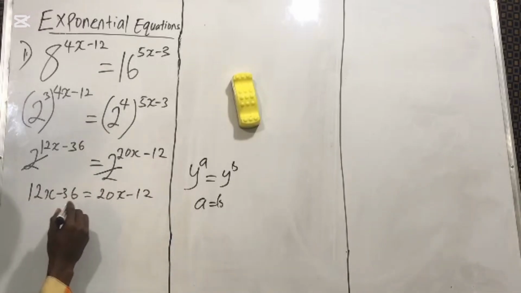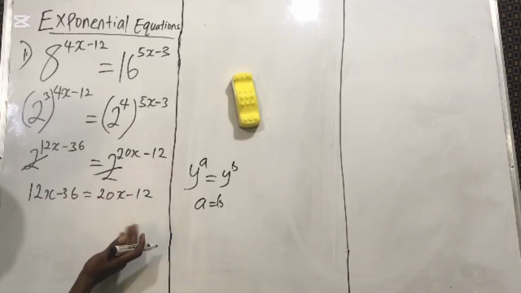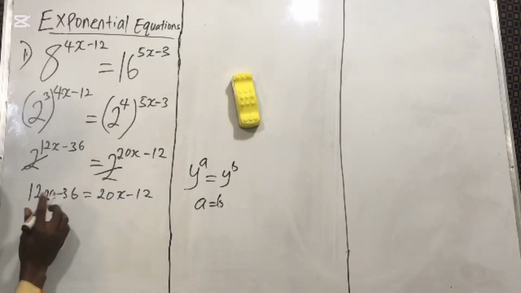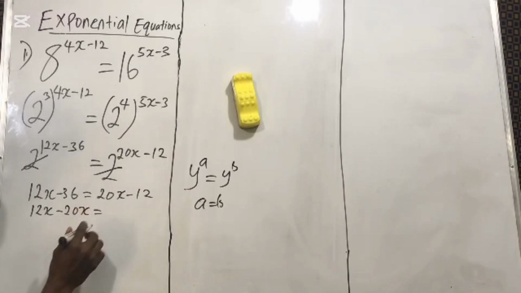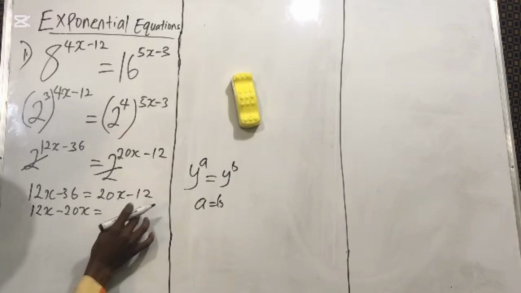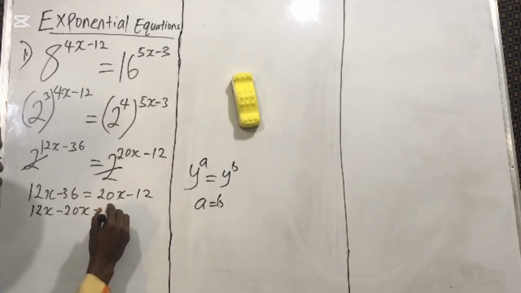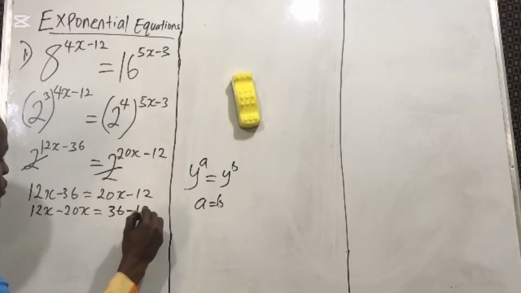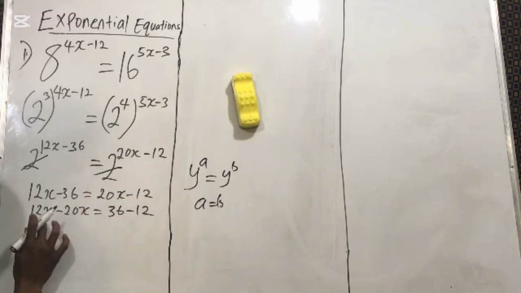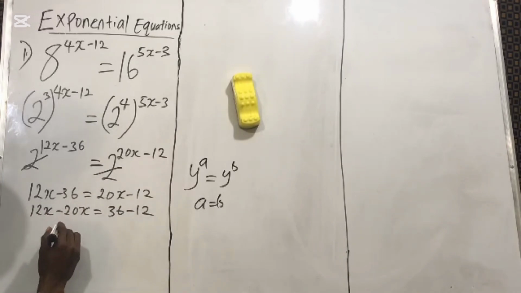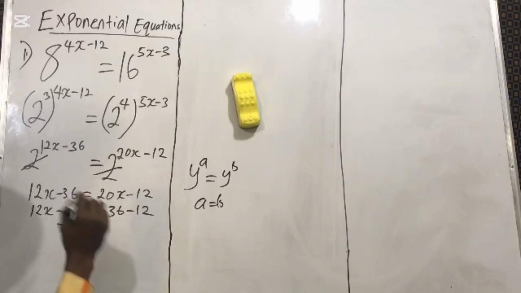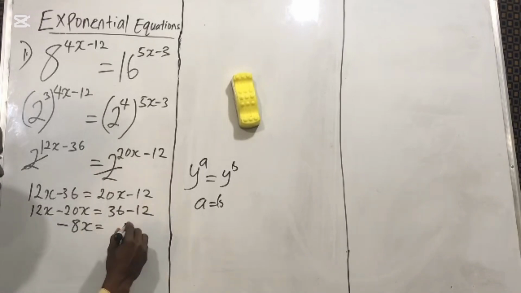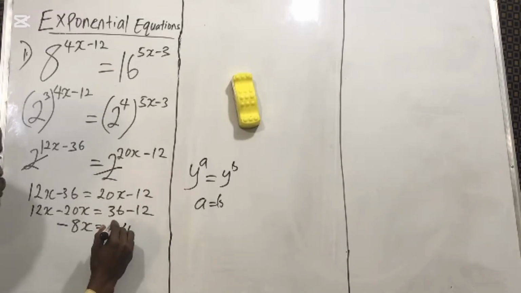At this point, we can collect like terms. We have that 20x coming to the left hand side becomes 12x minus 20x, equals 36 coming to the right hand side becomes positive, which will be 36 minus 12. At this point, 12x minus 20x gives us minus 8x equals 36 minus 12, which is 24.